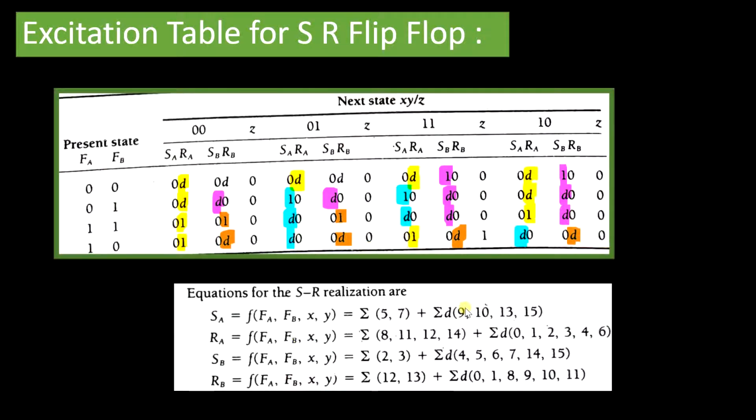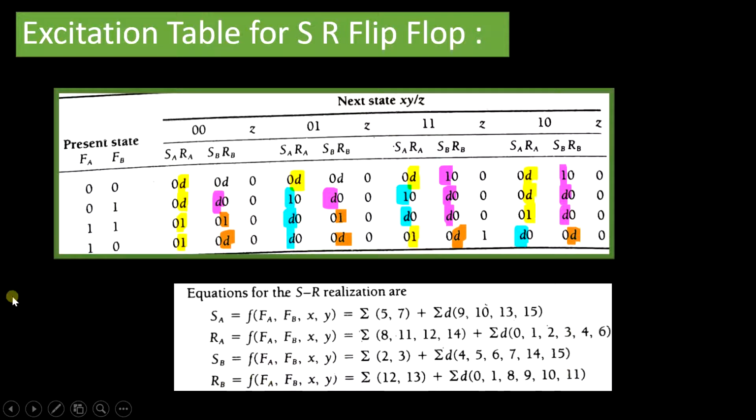Now, how to write the equations for the SR flip-flop? For that, you need to look for don't care terms and you need to look for min terms corresponding to SA, RA, SB and RB. Since you have don't care terms here, even they have to be included, otherwise not required. So all the don't care terms and the min terms have been included here corresponding to SA, RA, SB and RB.